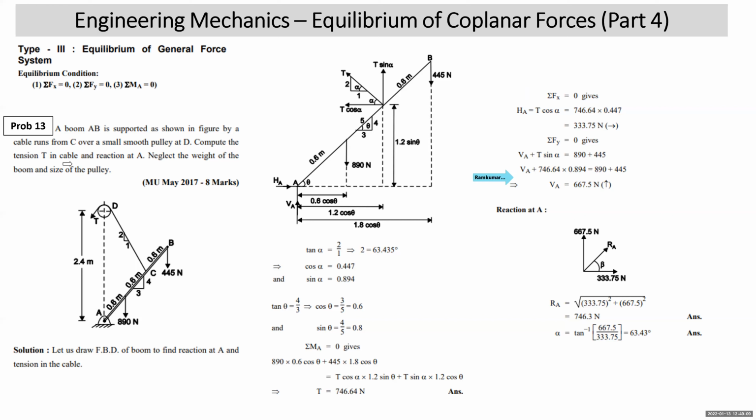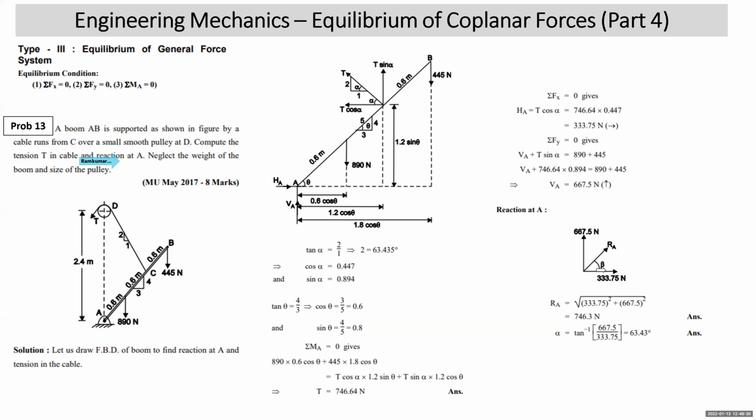Again, students, if you read the problem, he is asking for the reaction at A. Reaction at A means what? Resultant reaction is required. Resultant reaction means what will I do again, students? I'll show HA and VA in the correct direction. HA is 333.75 Newton to the right. VA is 667.5 Newton. Then RA is marked at an angle. We have taken the resultant reaction.